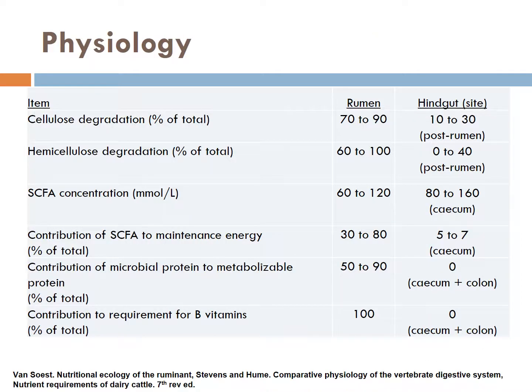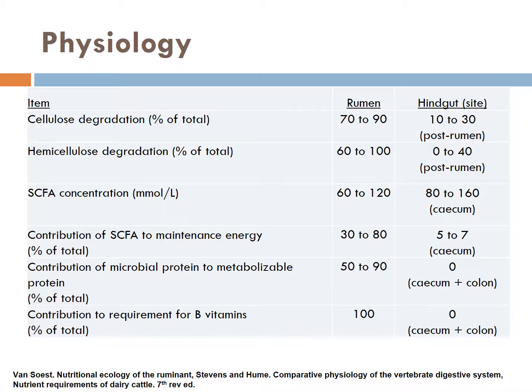This table summarizes the contribution of the rumen and the hindgut to degradation of substrate, production of short-chain fatty acids, and other items. For cellulose degradation, for example, the rumen contributes 70 to 90% of the total, whereas 10 to 30% of it occurs post-ruminally. For hemicellulose digestion, the rumen is responsible for 60 to 100% of the total, and 0 to 40% occurs post-ruminally.